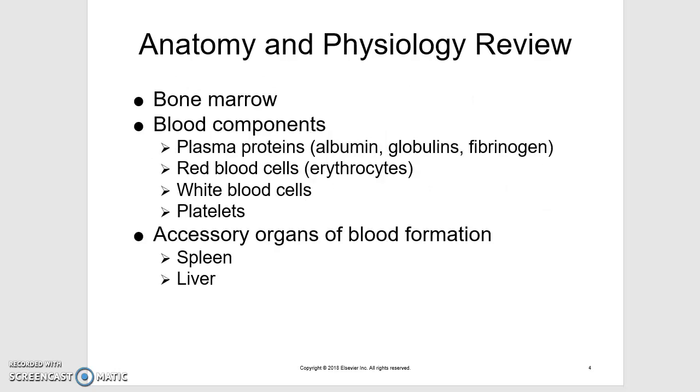In terms of the anatomy and physiology review, these should all be very familiar to you from your A&P classes. We'll hit on a couple of things here. Bone marrow is where blood stem cells are produced, right? And then the stem cells determine their path and what type of cells they'll end up developing into. So bone marrow first produces blood stem cells. Those are immature, unspecialized, undifferentiated cells that are capable of becoming any type of blood cell.